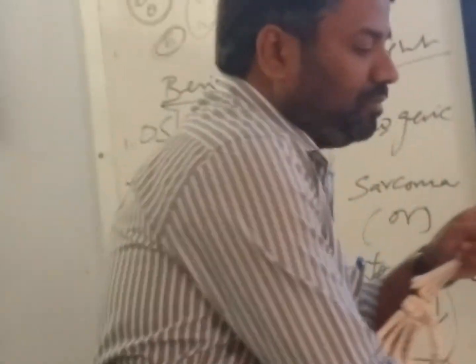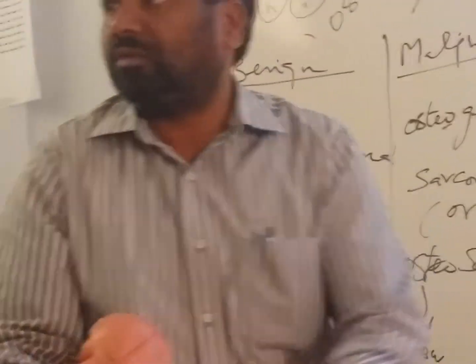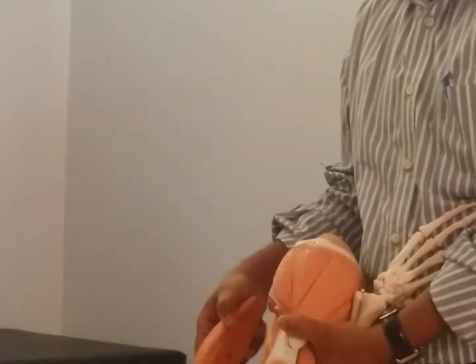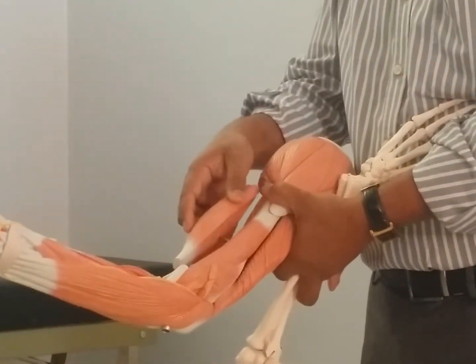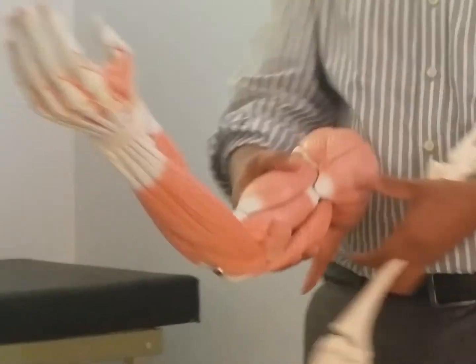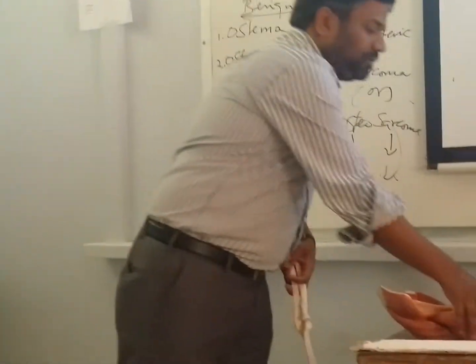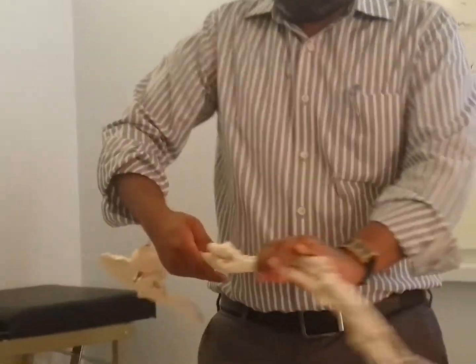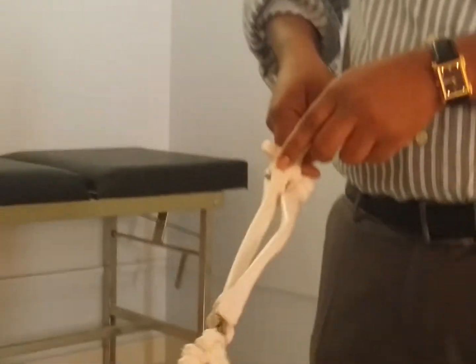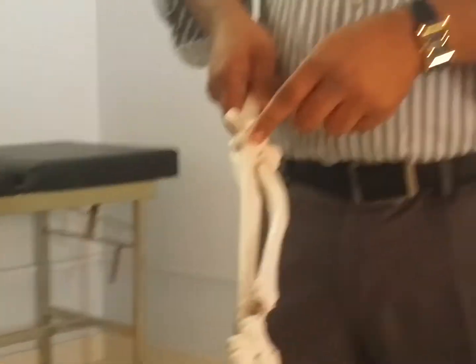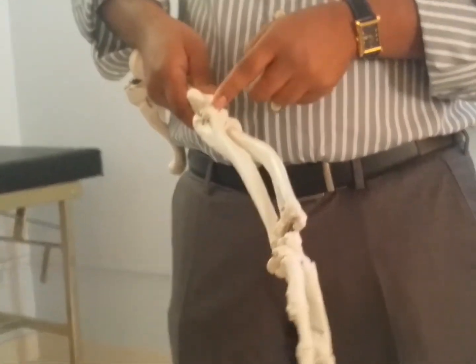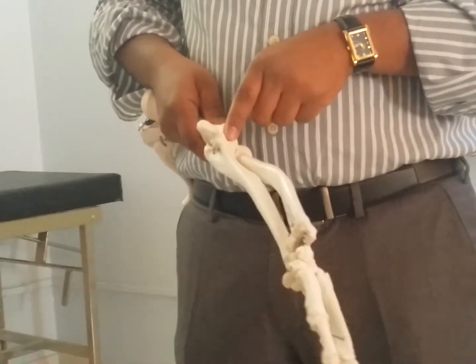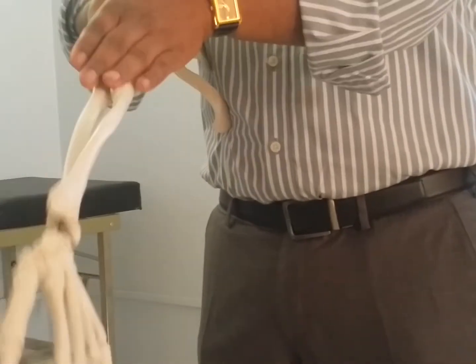So where is the brachialis? This is brachialis. This is biceps. Deep to the biceps. So where is it inserted? This is the ulna. This is the ulnar tuberosity and even the coronoid process. Ulnar tuberosity and then the coronoid process. That is the insertion of brachialis. It is exactly crossing anterior to the elbow.